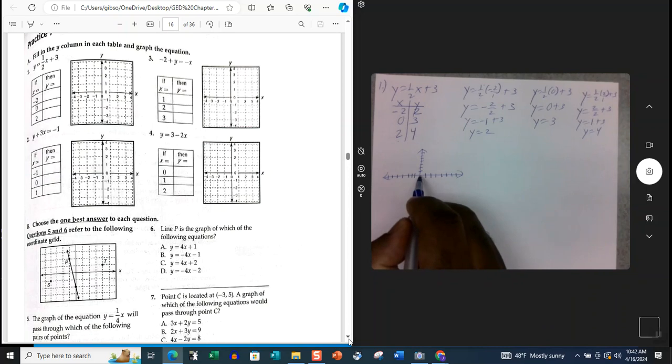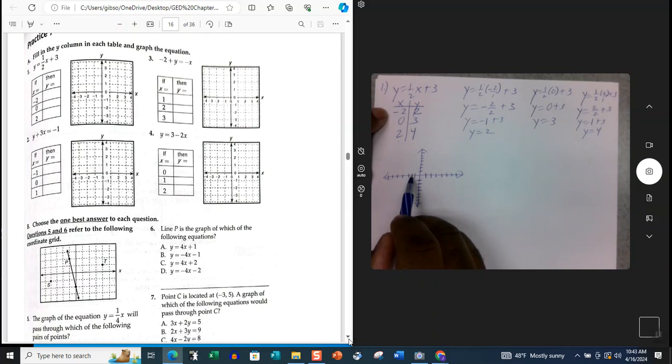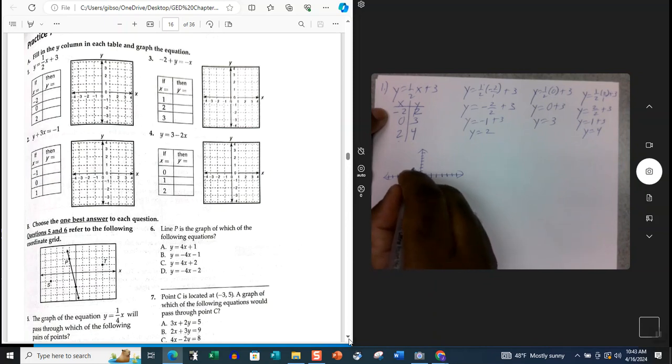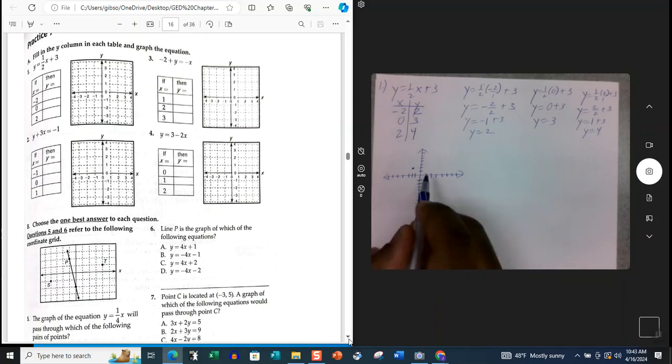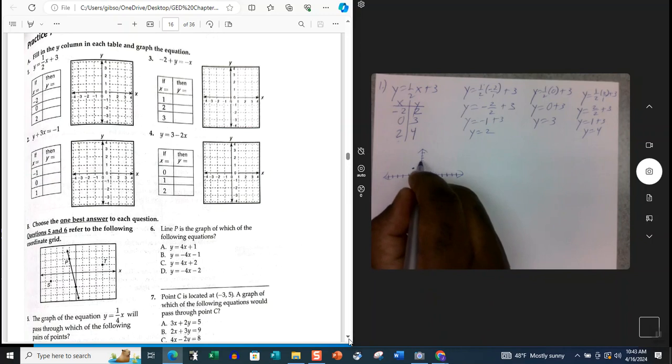We go to the origin, and then we go to the left 2 because x is -2, and then we go up 2 because y is 2. Now we start at the origin. X is 0, y is +3. We go 1, 2, 3, and we put our point here.